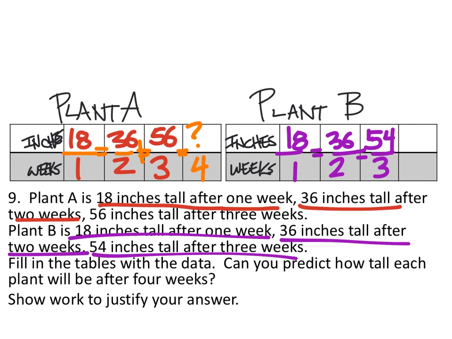It's still showing that it's growing 18 inches every week, which means that for week 4, well, just to make this equivalent, because it is proportional right now, we'll say from 54 it's going to grow another 18 inches, which would then put us at 72 inches right there.